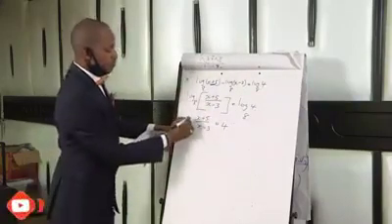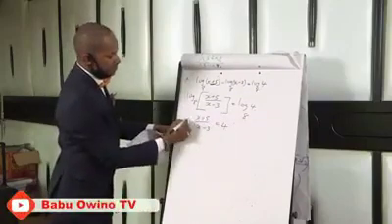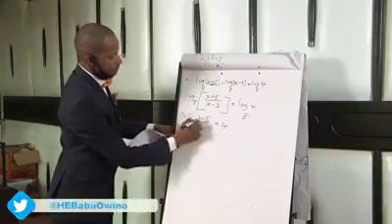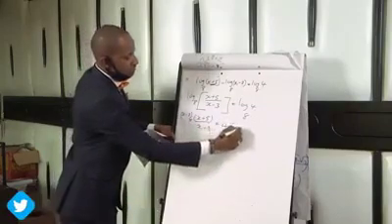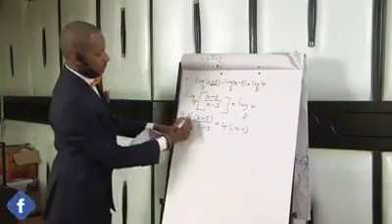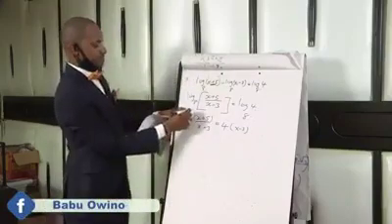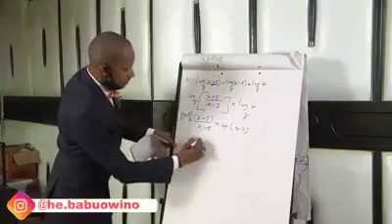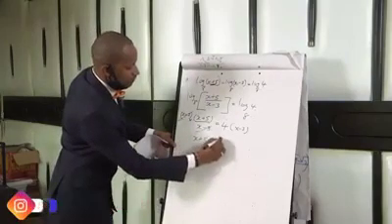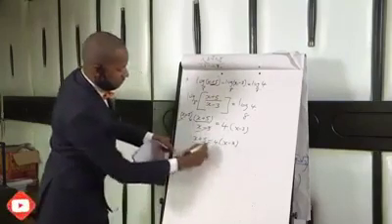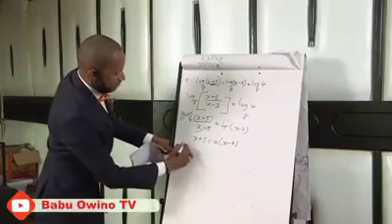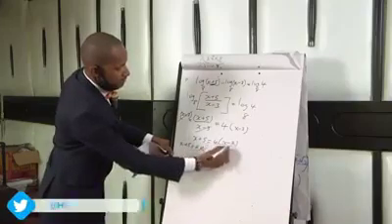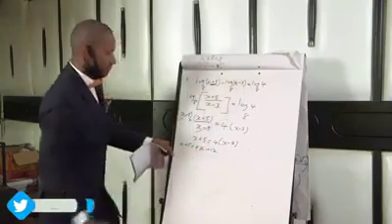Therefore, you cross multiply both sides by x minus 3. This side also by x minus 3. So when you multiply this by x minus 3, the x minus 3 will cancel. You remain with x plus 5 equals 4 into x minus 3. From here we have x plus 5 equals 4 times x is 4x, 4 times minus 3 is minus 12.